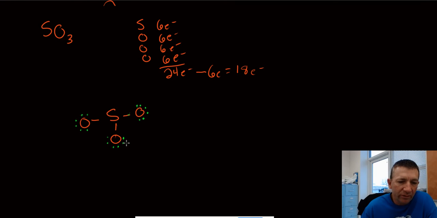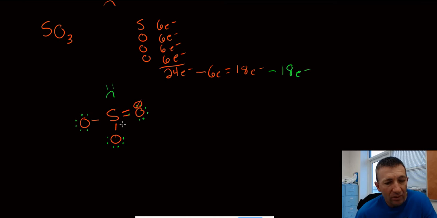So we've got 6, 6, and 6, so that's minus 18 electrons. All of our electrons are used up. That oxygen's happy, that oxygen's happy, that oxygen's happy. But again, the sulfur is not happy. Sulfur's only got 2, 4, 6. It needs 2 more to be happy. So it's going to take 2 of these electrons right here and double bond with the sulfur right there. Now that's the proper Lewis structure for sulfur trioxide.